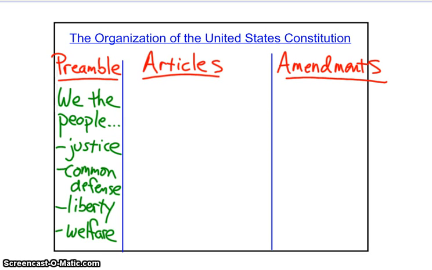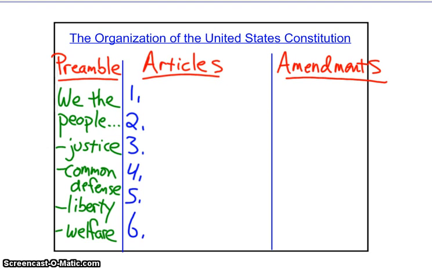The second section, the main part of the Constitution, is the articles. And there are actually 7 articles, and each one has a different topic. Think of it as different chapters in a book. The first 3 are the most important. We'll spend the most time with those, but there are 7 in total. I'm only going to talk about 6 of them, though. The 7th we don't really need to know about.